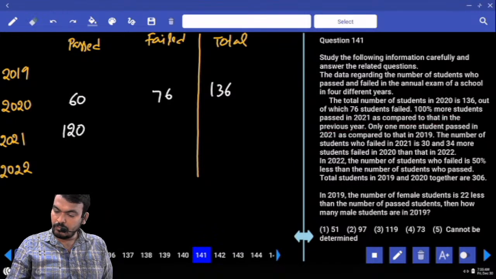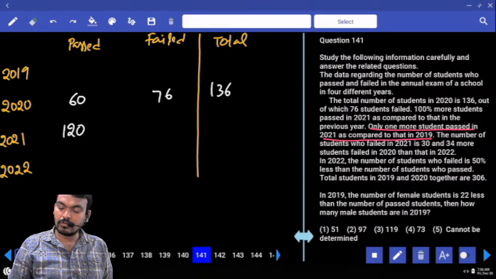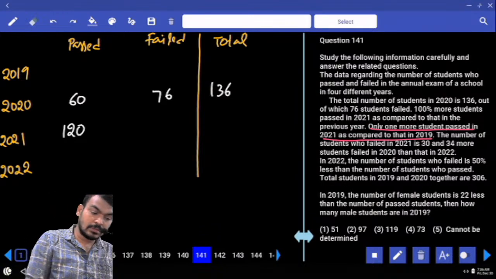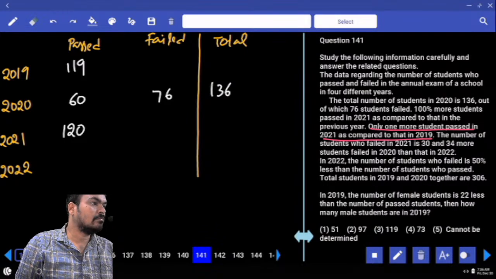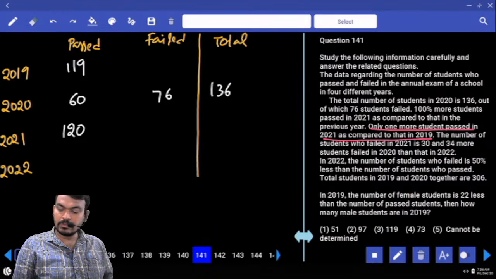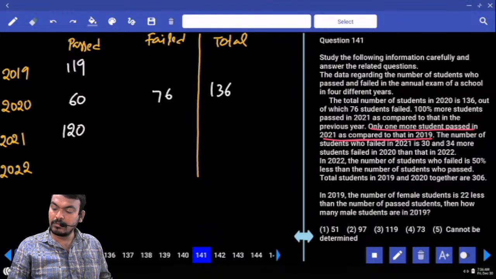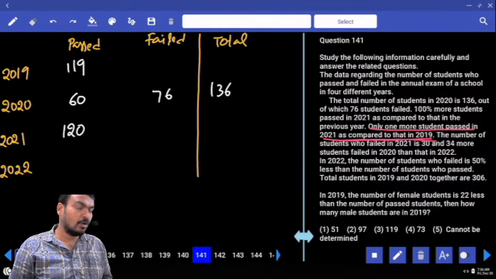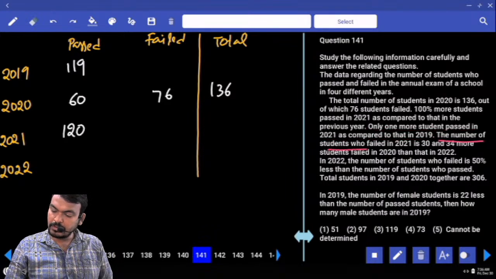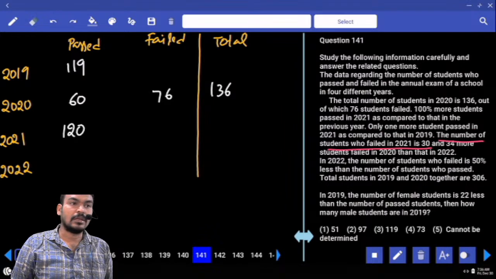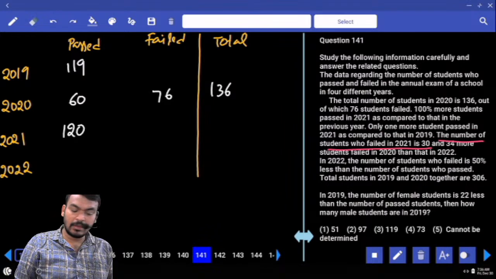Next, only one more student passed in 2021 as compared to 2019. Means the 2019 pass value is 119. Because the 2021 pass value compared to 2019, how many more passed? One more. Next, the number of students who failed in 2021 is how much? 30. 2021 fail value is how much? 30.